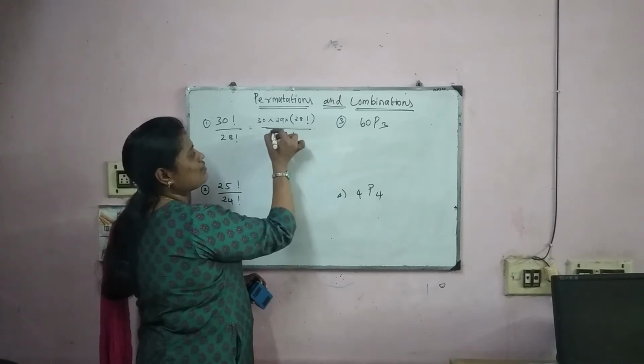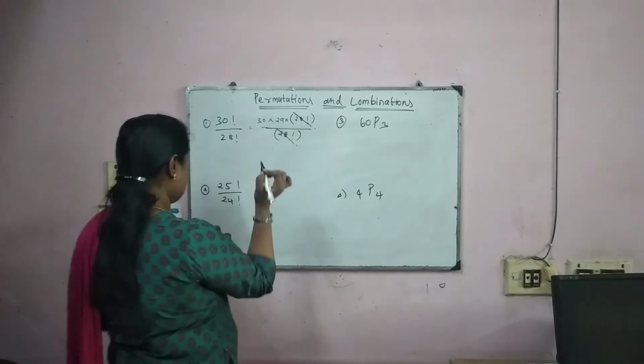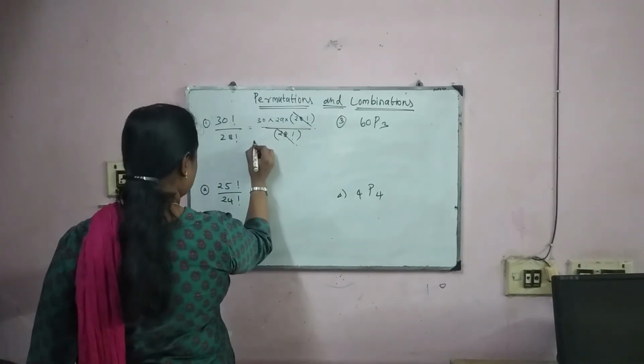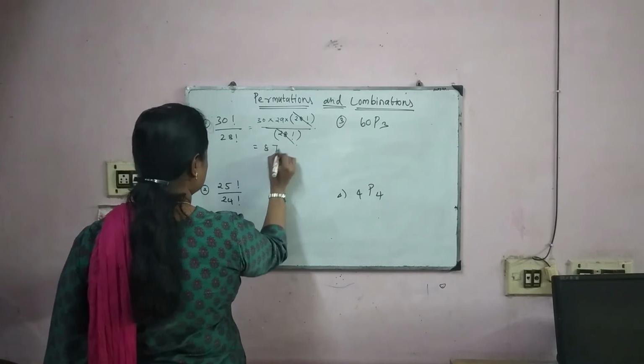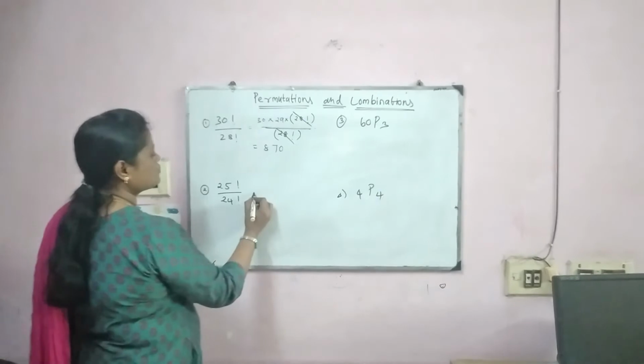So this 28 factorial getting cancelled. The value of 30 into 29 is 870. So similarly we are going to see this one.